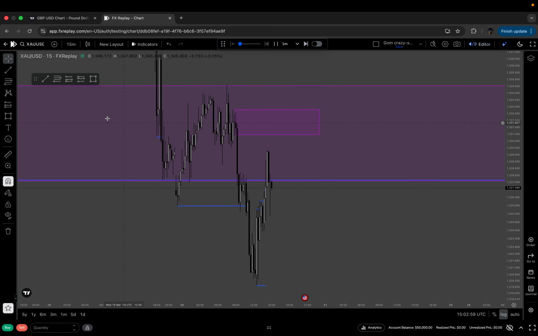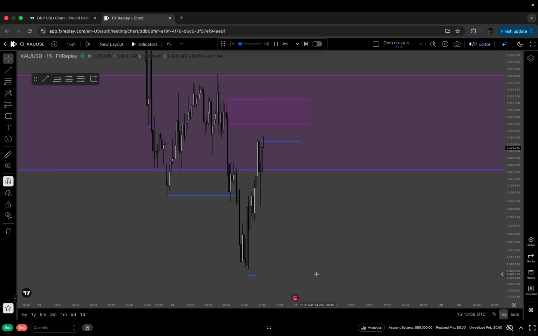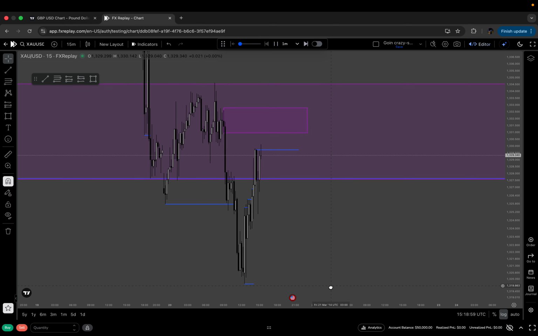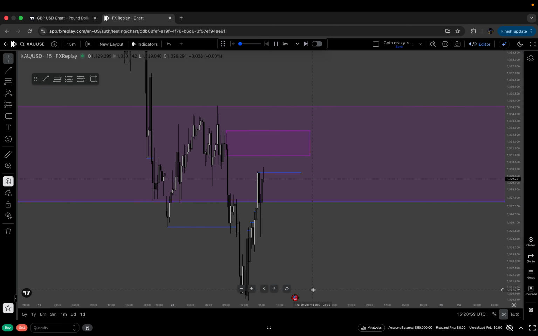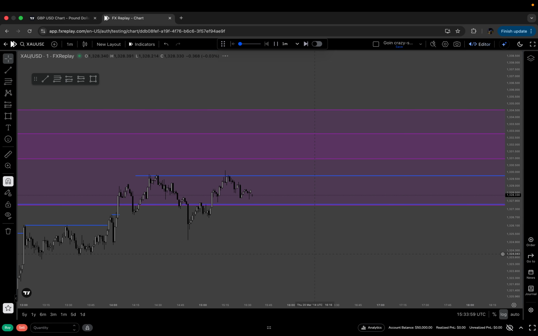So if price breaks above this high, we might end up breaking internal structure to the upside. But again, with this range here, for us to be bullish, we need for us to break these highs. These highs up here. So let's see what we get. Let's see if price wants to give us that.